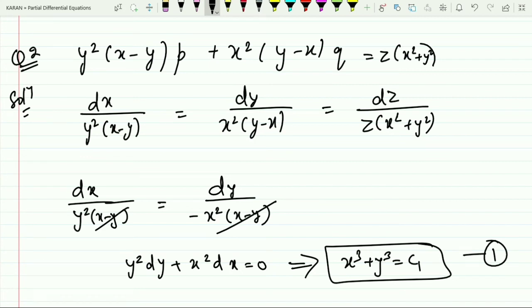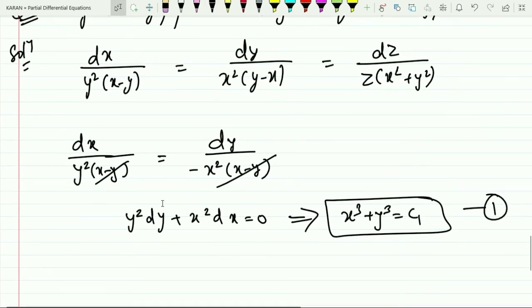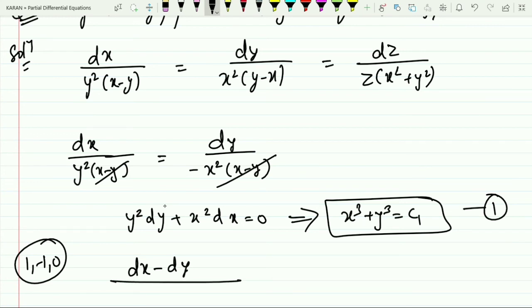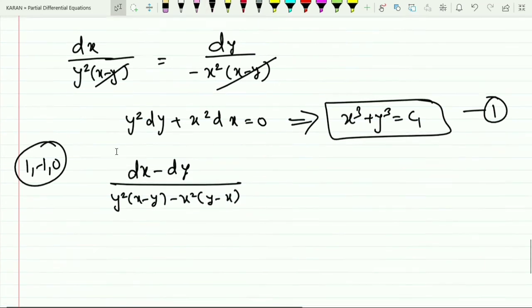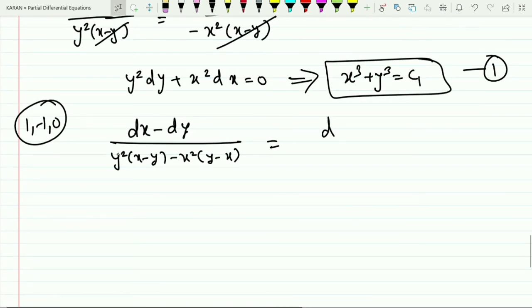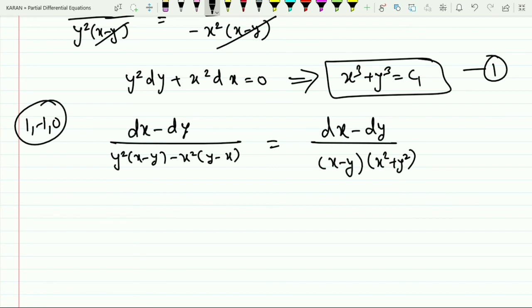Now, if you want to choose another set of Lagrange multipliers, let me take the set of multipliers to be 1, minus 1 and 0. So what will I get? I will get (dx minus dy) whole divided by, so what will it be? It will be y square into (x minus y) minus x square into (y minus x). Am I clear till here? So what will it be? Let us club a few terms. So this will be (dx minus dy) divided by, if you take (x minus y) to be common, so this will be x square plus y square, right?